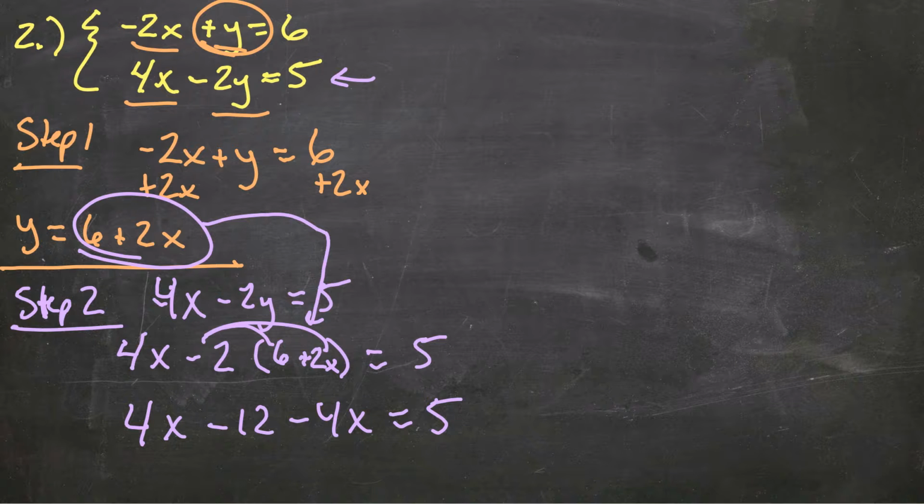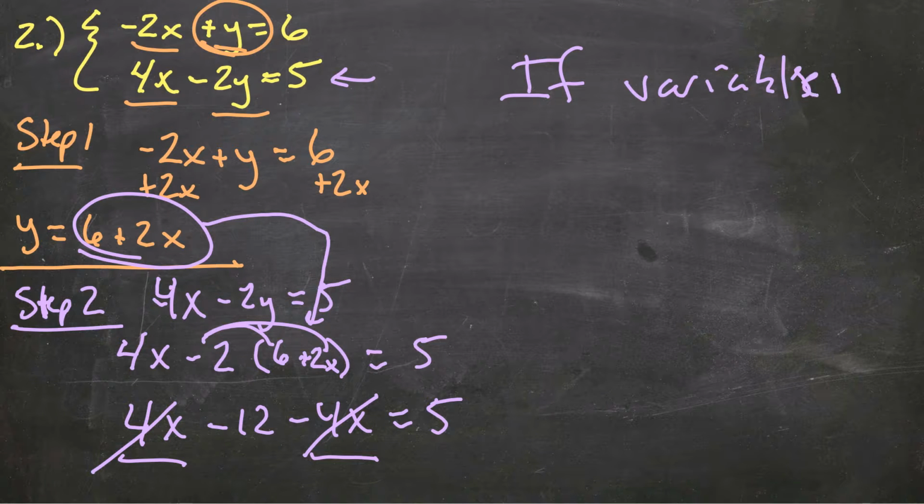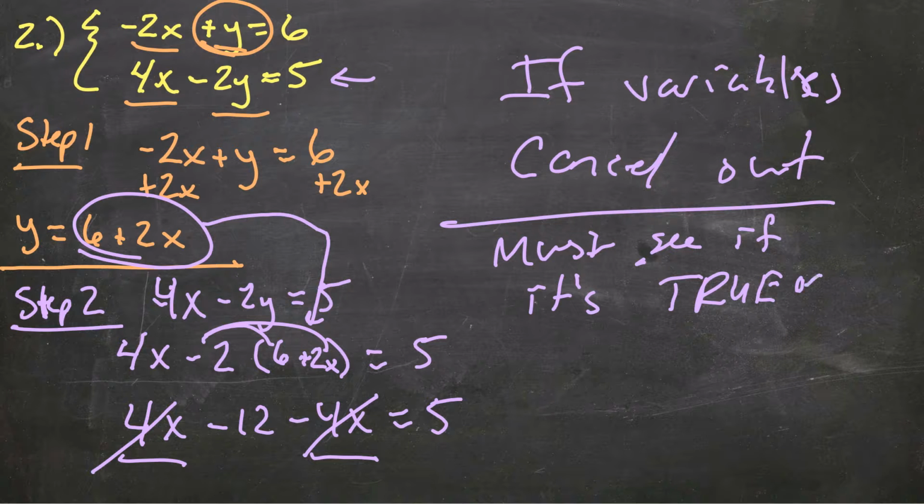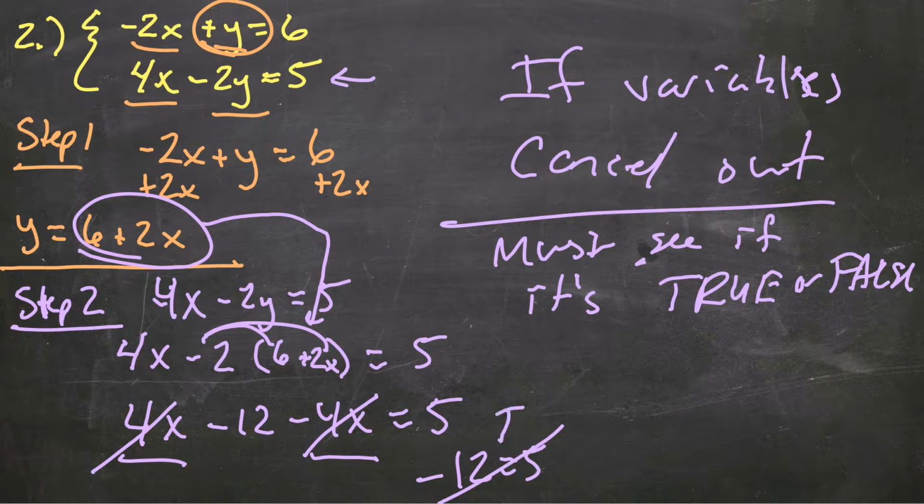Now the interesting part about number 2 is 4x minus 4x, they cancel each other out. So I'm left with no variables. So if the variables cancel out, you must see if it's true or false. Alright? So what's left is negative 12 equal to 5. That's a false statement.